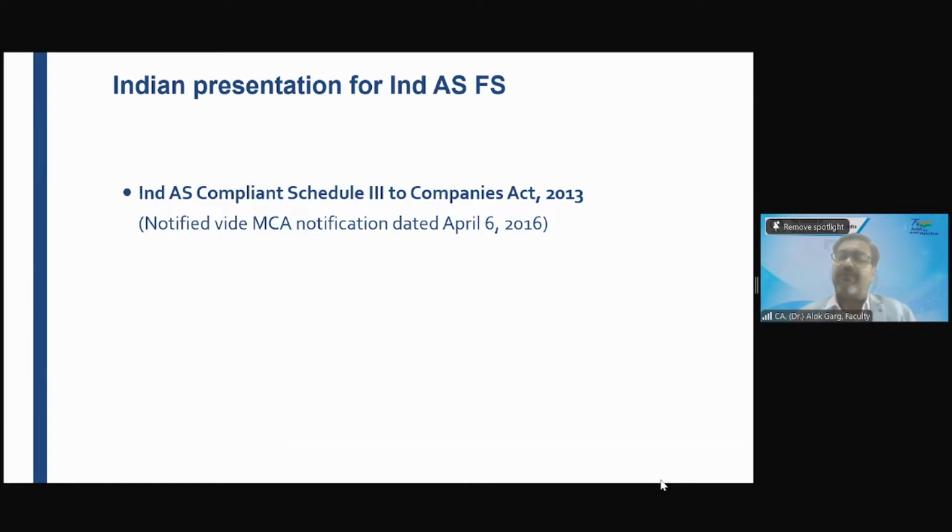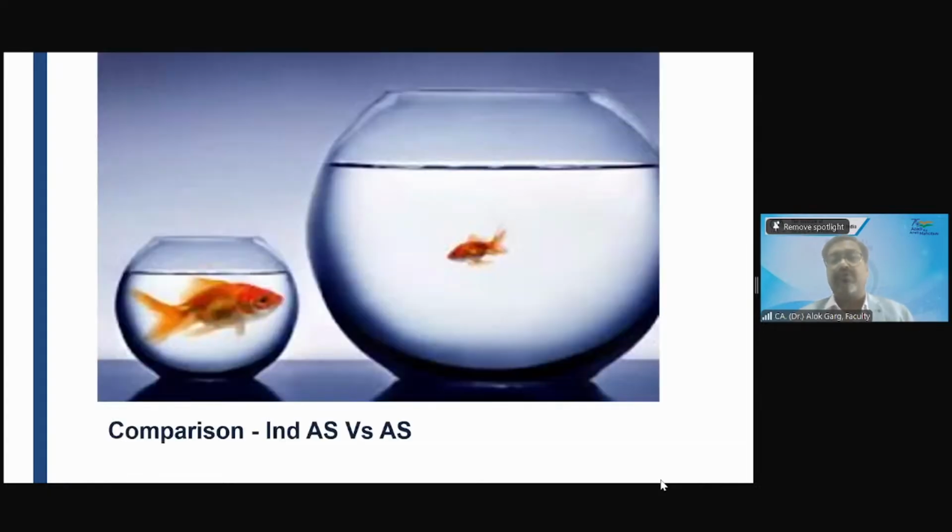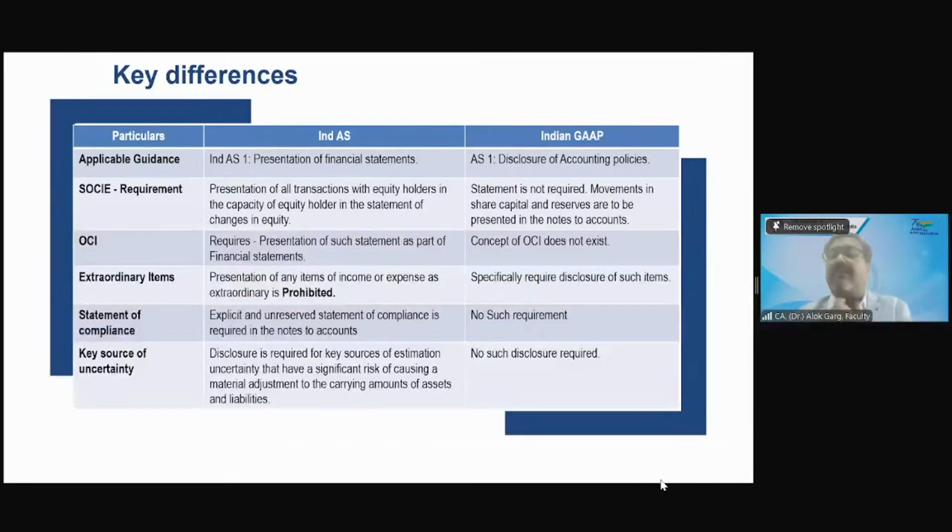Indian presentation of Ind AS financial statement we have discussed. Division 2 to Schedule 3, which was notified on April 6, 2016. This talks about your presentation format for the balance sheet, P&L, statement of changes in equity, and the disclosures in the notes to accounts. Comparison between Ind AS and accounting standard. Let me give you the comparison also, friends. The applicable guidance is Ind AS 1 and Ind AS. In accounting standard, it is AS 1.